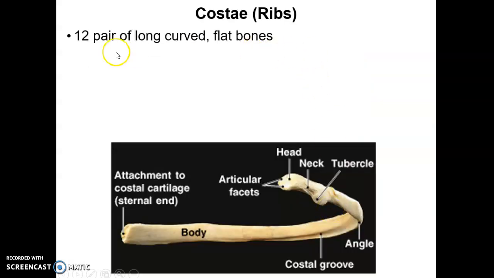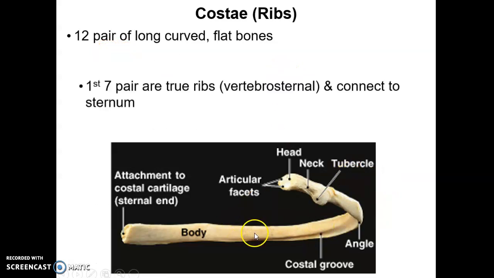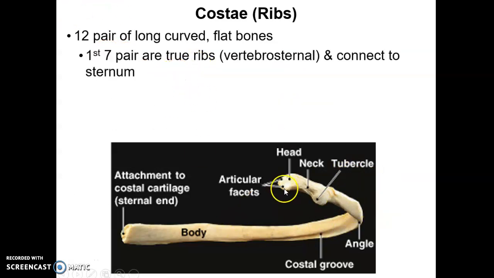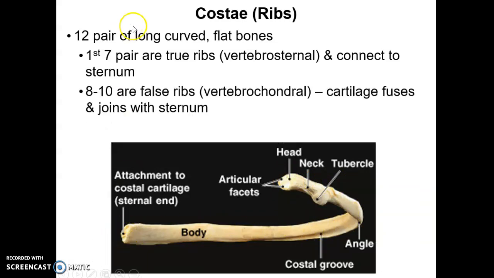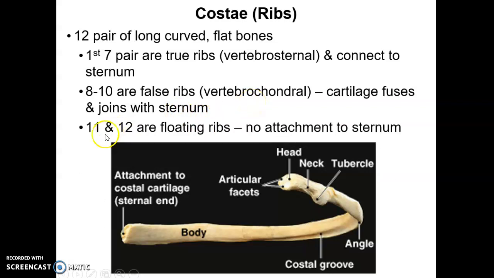And moving finally to the ribs. So 12 pairs of long curved flat bones. The first 7 pairs are called true ribs, or vertebrosternal, because they articulate with the vertebral column and also the sternum via cartilage. And then pairs 8 through 10 are called false ribs, vertebrochondral, because their cartilages fuse together to meet the sternum anteriorly. And then lastly, pairs 11 and 12 are called the floating ribs, because they have no attachment to the sternum. They attach posteriorly at the vertebral column, and then they are short. They do not go all the way forward anteriorly to meet the sternum.